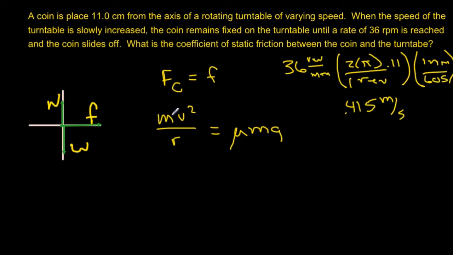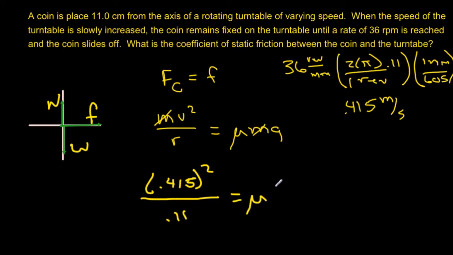So back to our equations here. We have an m on both sides, so we'll divide those out before we start. 41.415 squared divided by the radius, which will be 0.11, 11 centimeters in meters, equals mu times 9.8. And we solve that for mu. And our answer comes out to be mu equals 0.16. There is no unit, and that is our answer.